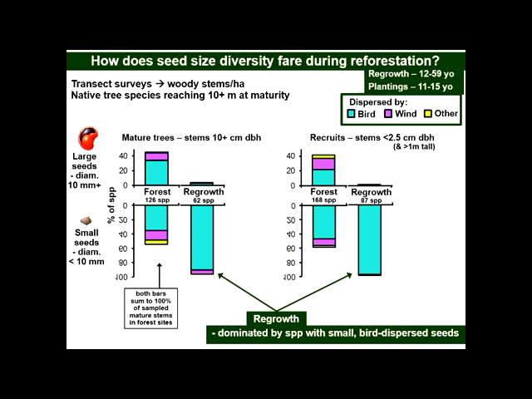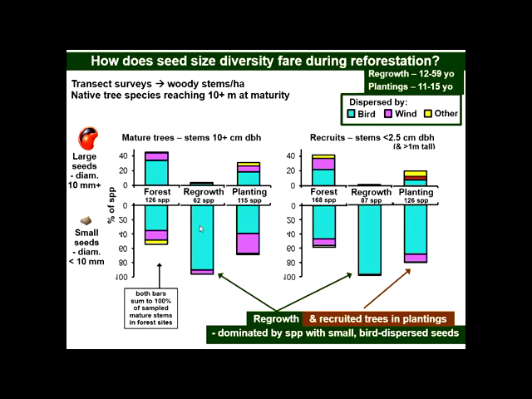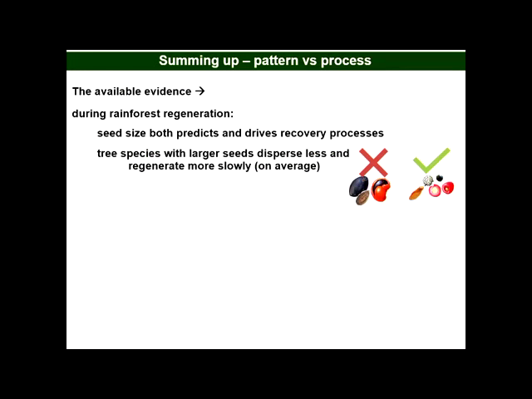Now, when we plant trees, we overcome that by planting a diversity of species. In fact, people plant quite a lot of small seeded wind dispersed species relative to the forest. So the plantings have a relative over-representation of small seeds, but they're certainly a lot better than the regrowth. What about what's coming up in the plantings? Well, we seem to see a shift towards more small-seeded bird dispersed species. So from that I'm concluding that seed size is predicting and driving recovery processes.